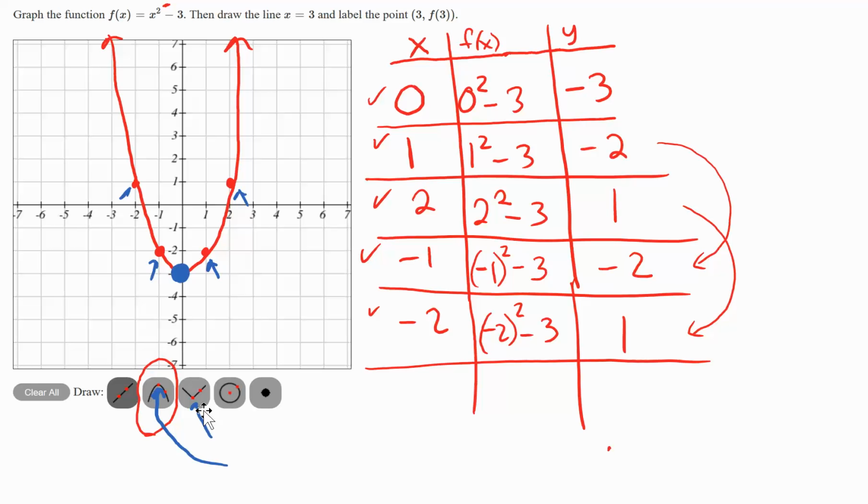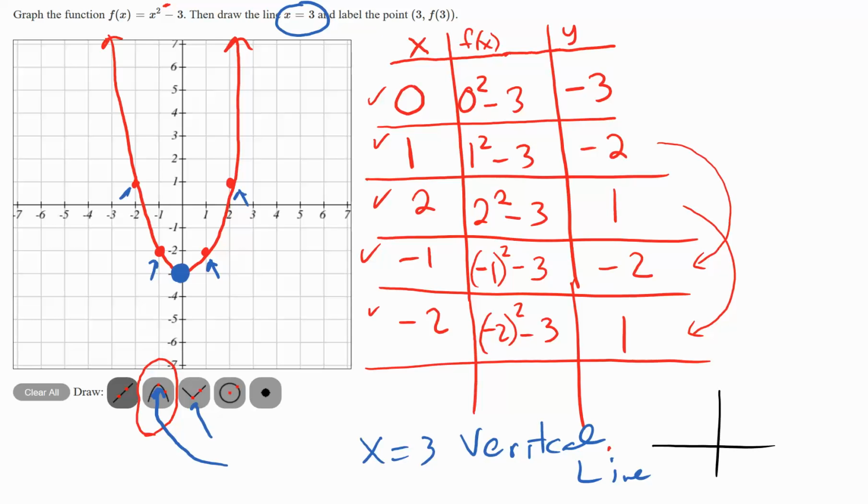Okay, so we got the first part done. Now we're going to graph the line x equals 3. Now x equals 3, you should automatically know this guy is a vertical line. That is a vertical line. And so to graph it, let me graph it in a dark color here. That's a vertical line. 1, 2, 3. Positive 3. So 1, 2, 3 right here, right at the positive 3 marker here. So we're going to go out 1, 2, 3. So it's this point right here.